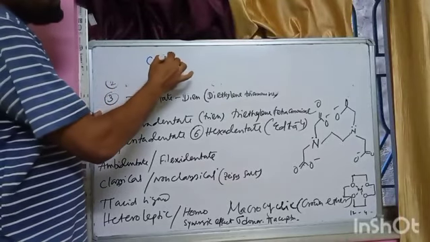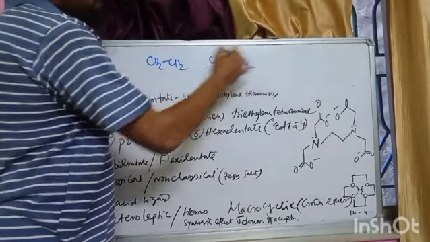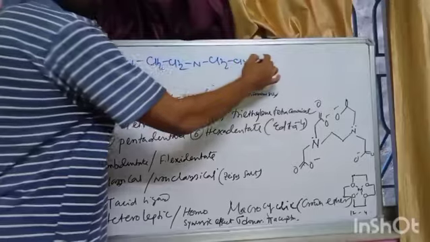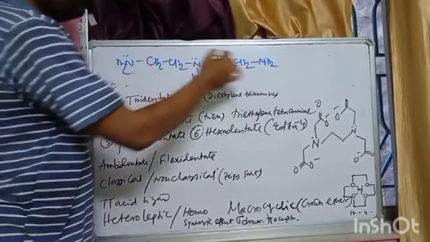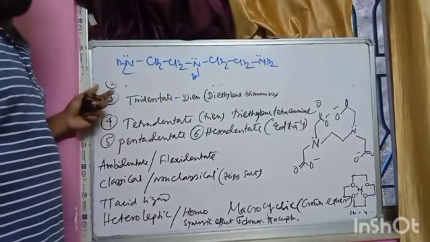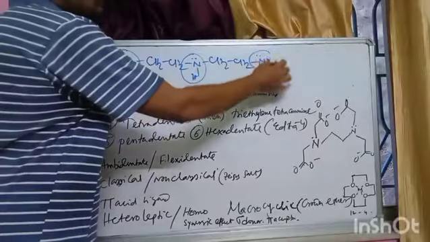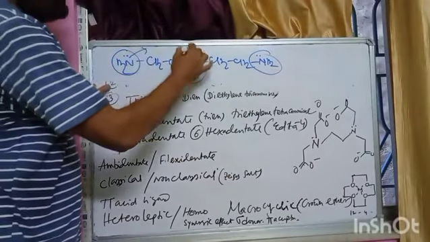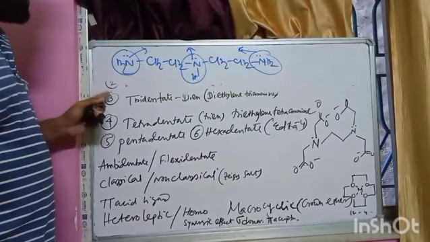Diethylene means CH2, CH2, CH2, CH2. Triamine means 3 nitrogens, NH2, NH, NH2. Here the denticity is 3, that is the number of donor centers is 3. The 3 nitrogens donate their electron pairs to the central metal ion, so there are 1 donor center, 2 donor centers, and 3. So it is called a tridentate ligand.